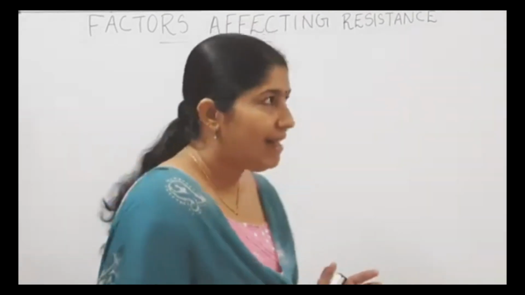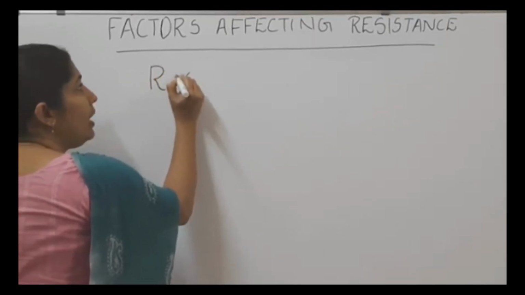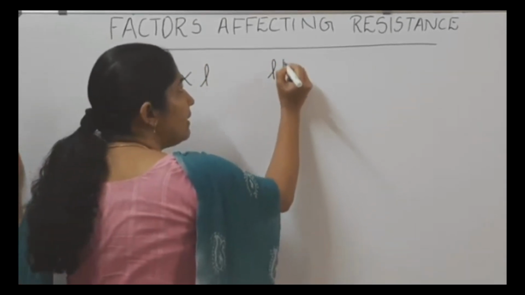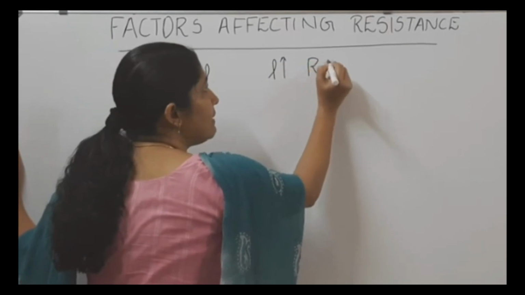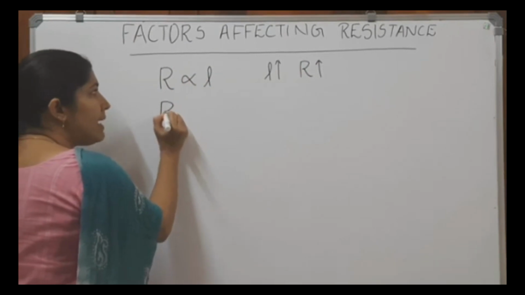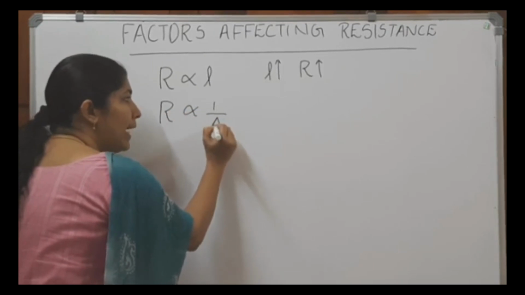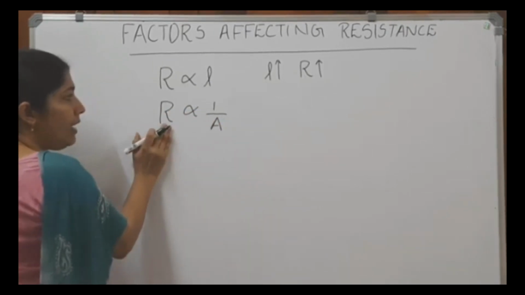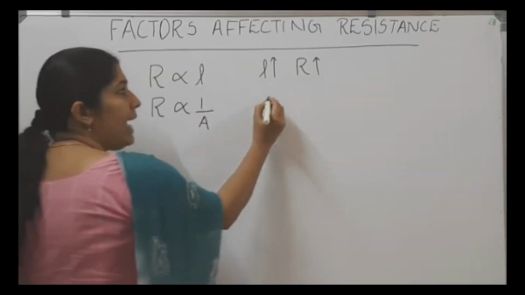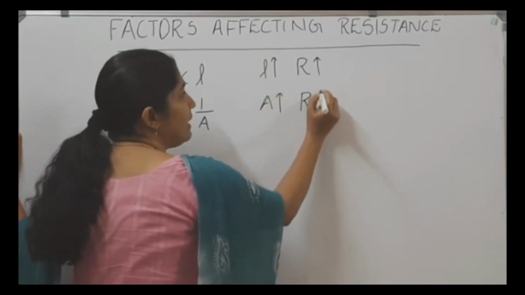For this we can write that resistance is directly proportional to the length of the conductor. That is, when length increases, resistance also increases. Again, we can write that resistance is inversely proportional to area of cross section. Due to that inverse relation, we can write R is directly proportional to 1 by A. When area increases, resistance of the conductor decreases.